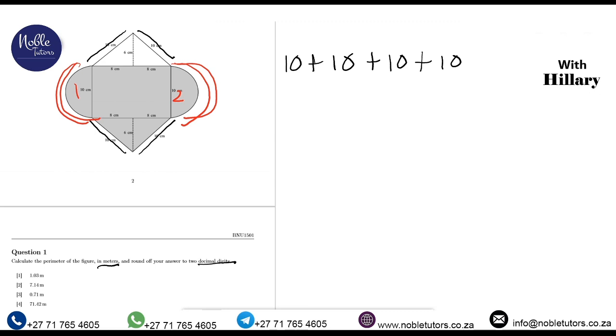So in other words, we now need to calculate the perimeter of a full circle, which is a combination of these 2 halves. So hence we come here and say, what is the formula to calculate the perimeter of a circle, which is also known as the circumference? It's 2 pi r, right? r is the radius.